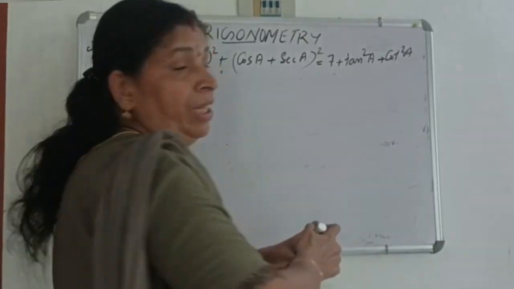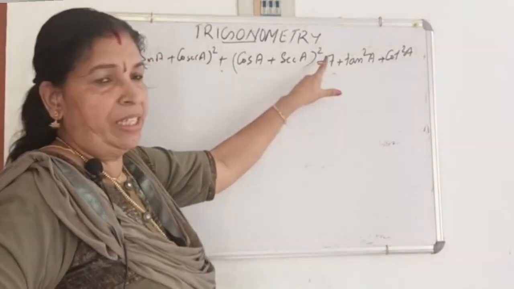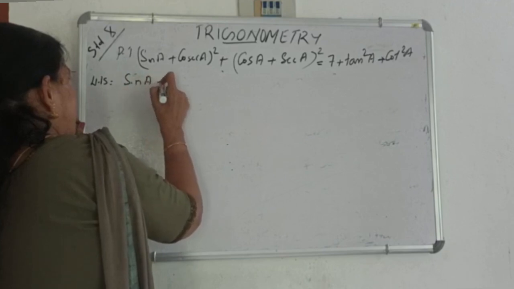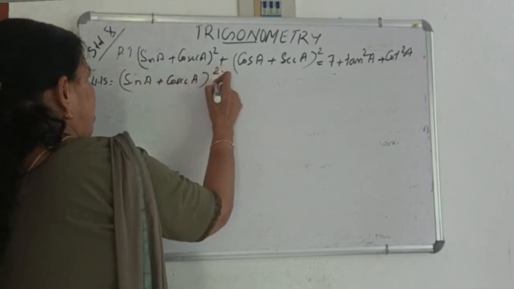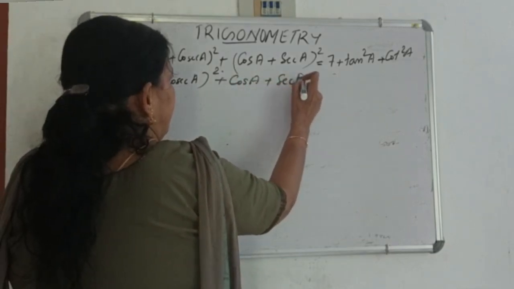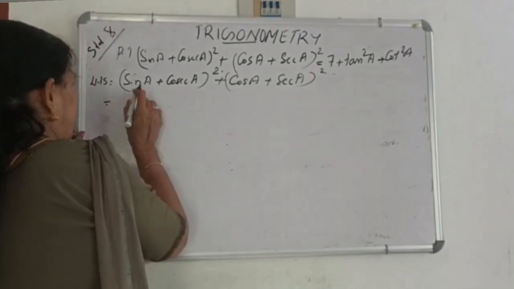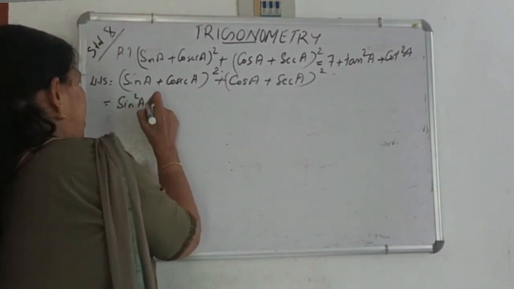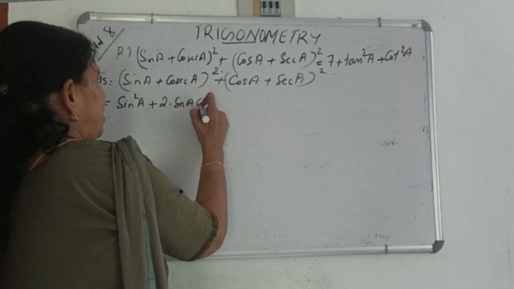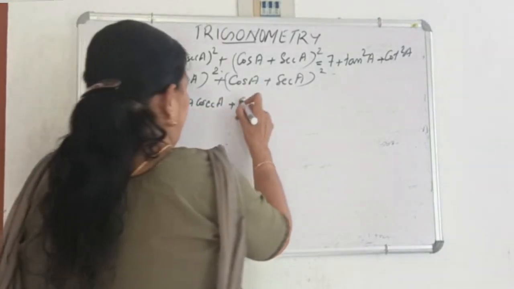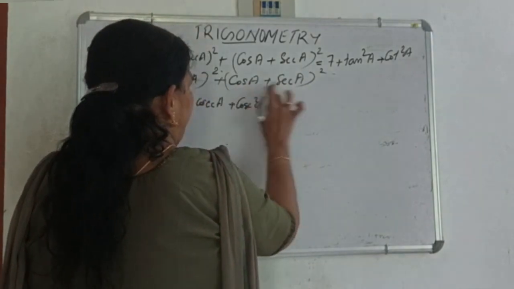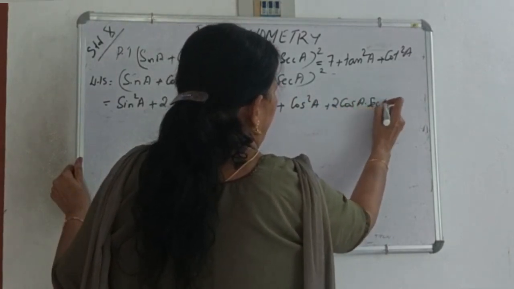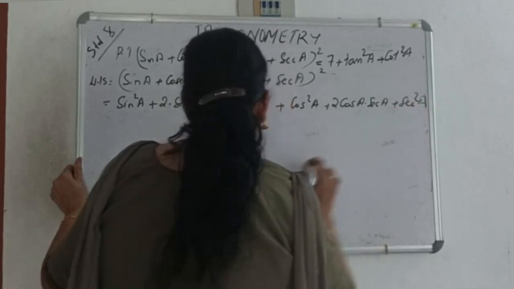And repeating, we have to prove that (sin A + cosec A)² + (cos A + sec A)² = 7 + tan² A + cot² A. LHS equal to (sin A + cosec A)² + (cos A + sec A)². (A + B)² = A² + 2AB + B², that is first square, sin² A + 2 × sin A × cosec A + cosec² A plus, like that we expand this also, cos² A + 2 × cos A × sec A + sec² A.